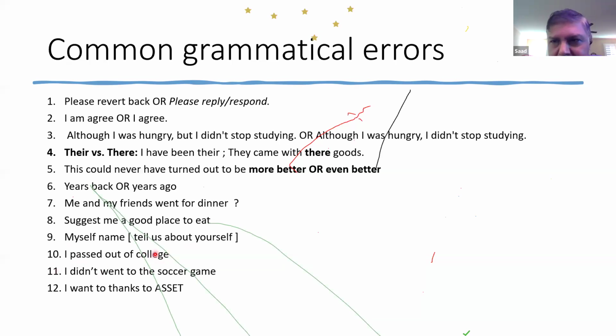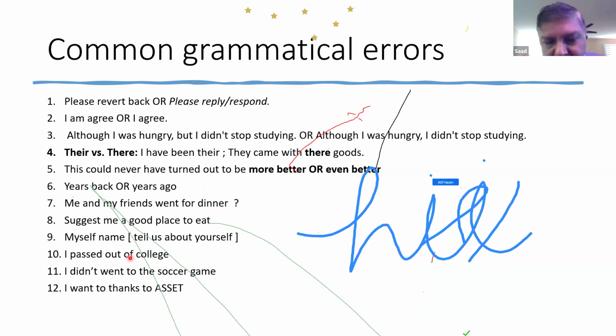Sir, it's correct, because we can say that I passed out from college, or I graduated from college. Sir, I think it's incorrect. Maybe I'm not confirmed, but it can be I passed out college. Okay, so you never ever say I passed out of college. People use this, but you graduated from college.